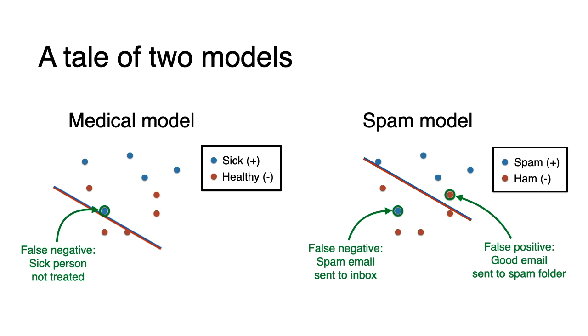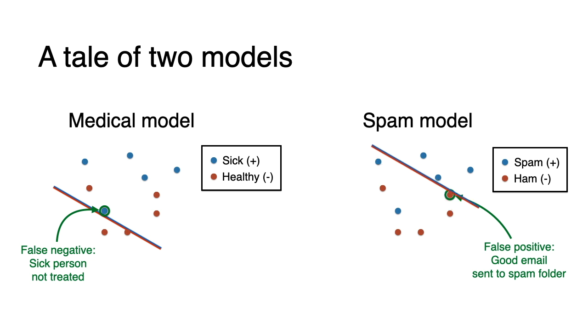Therefore, this model is different than the medical model. In this one, our goal is to have no false positives. So we can forget about the false negatives and then look at how to modify this model. Well, one thing we can do is translate the line up so that we have no false positive errors.